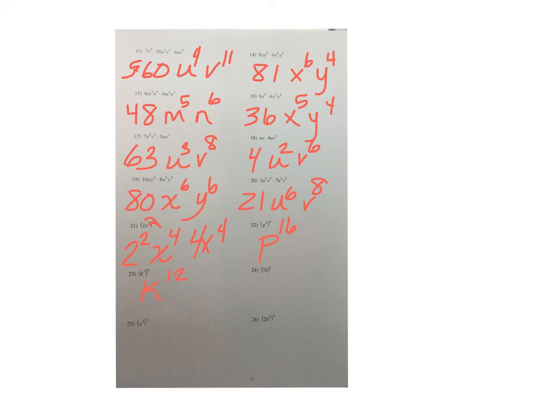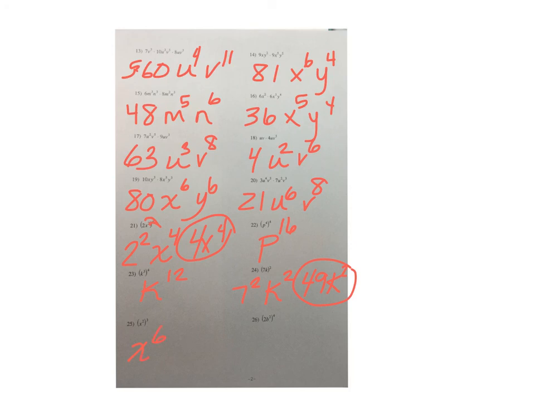So 7k, both of these are squared. So 7 squared, which is going to be 49, and k is squared, or power of 1 times 2 is 2, however you want to think about that. So the final answer to this one is 49k squared. Okay, in number 25, we have x squared to the third power, so power of a power, so we're going to multiply. 2 times 3 is 6.